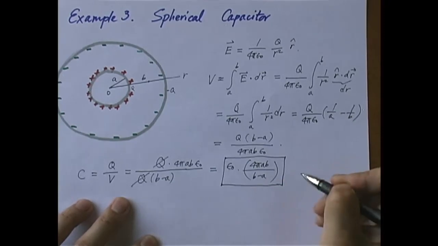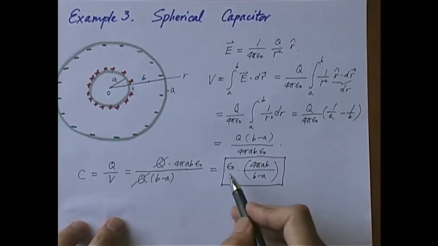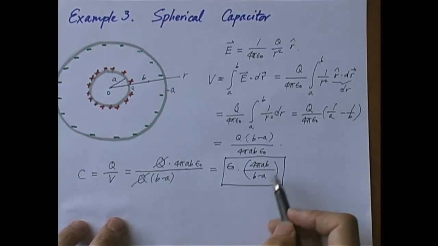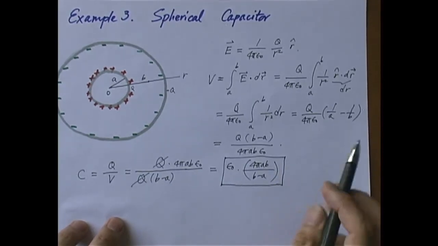Now, if you check the dimension, hopefully we'll get the right answer. Epsilon naught times some sort of length. Is that length? Yes, it is. A times B divided by B minus A. So it's some sort of length, which is correct.